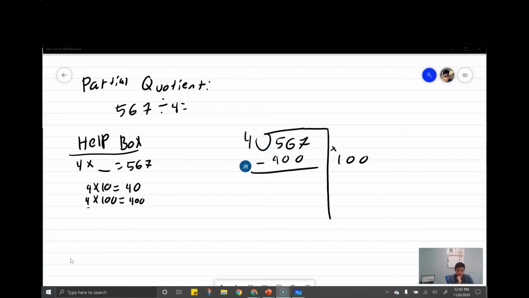Now I subtract. Okay, 7 minus 0, 7, good. 6 minus 0, 6, good. 5 minus 4, 1, good. So my new number is 167. Okay, so let's see. It can't be more than 100, but it has to be more than 10, because if I do 100, that's 400, and that's too far. It has to be more than 10, but less than 100. Let's do 50.